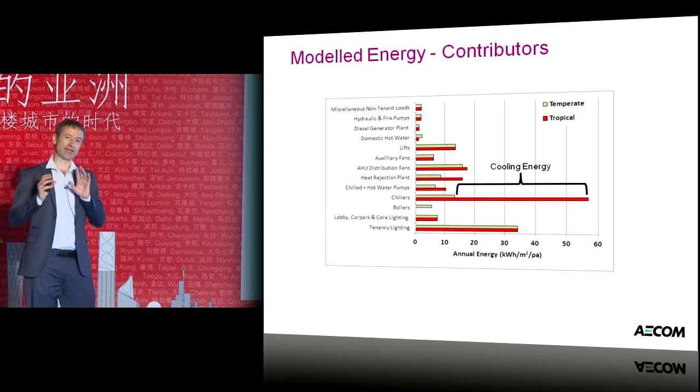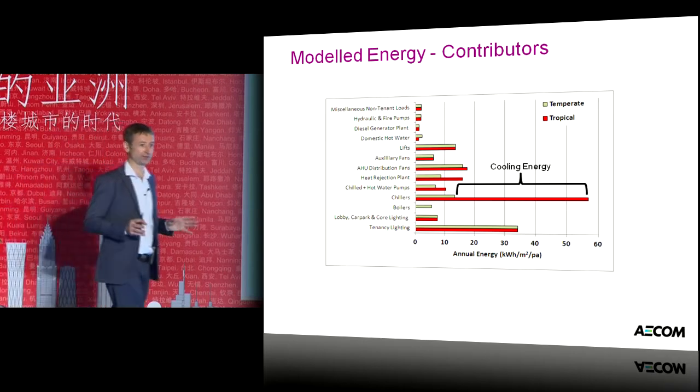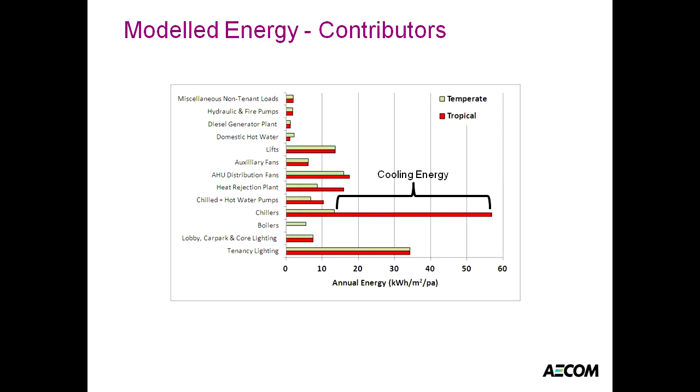So then when you actually look at the actual consumption rather than a percentage of the building, you can see here that a lot of the loads are fairly similar for both, which you would expect. Lifts is the same. Domestic hot water is a little bit different. You don't use much hot water in bathrooms in Singapore. Hydraulic pumps, miscellaneous loads, etc.